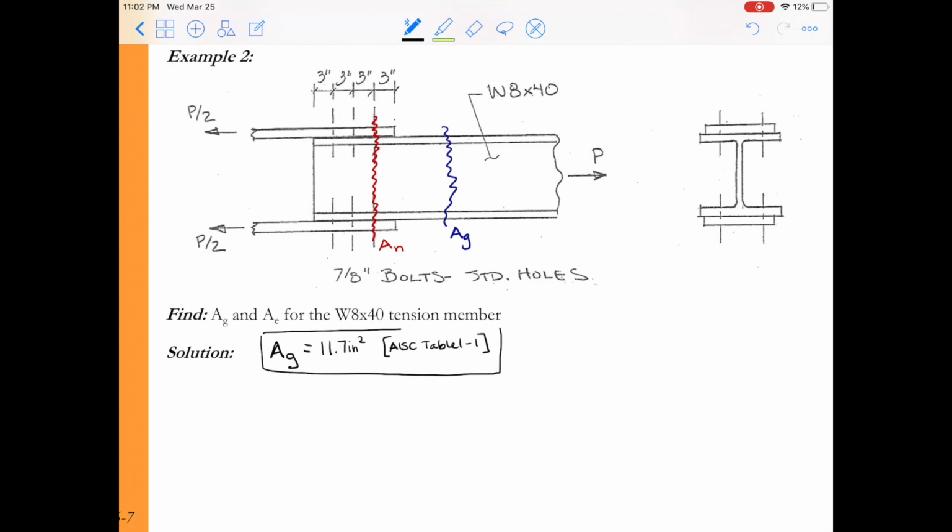All right, the next one is where we apply the knowledge we learned on the previous page of notes. So we look at AE, the effective area, and we said that that is U times the net section area. So we have to come up with U, and then we go back to those different geometries, and we said that U follows case 2 for this particular connection. So case 2 is U equals 1 minus X bar over L.